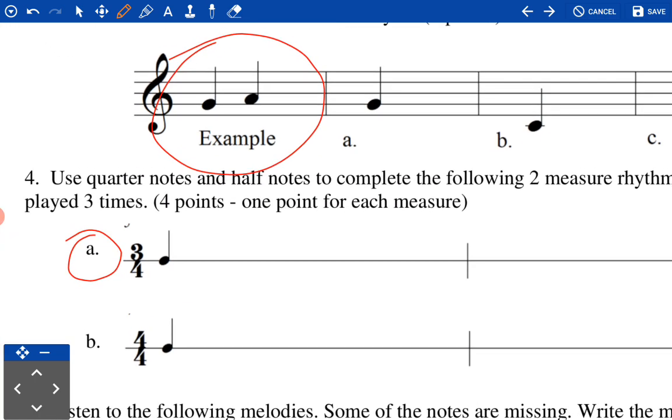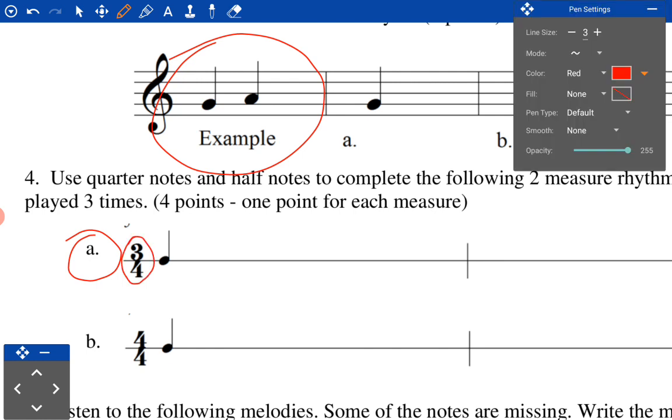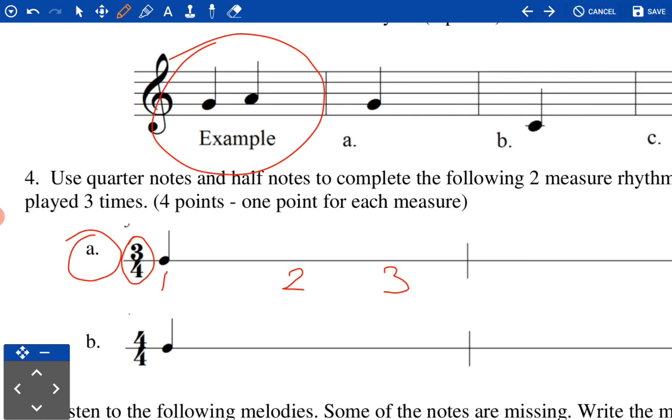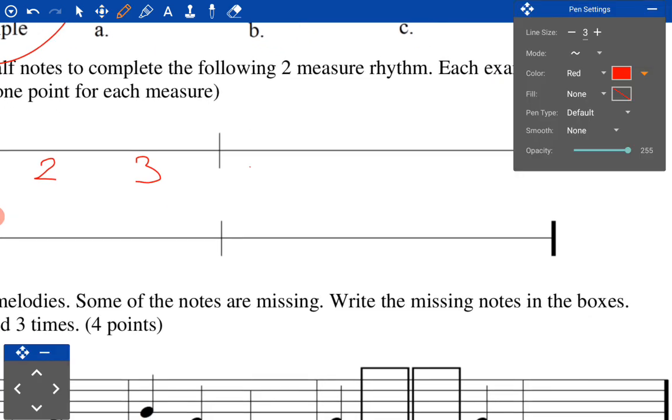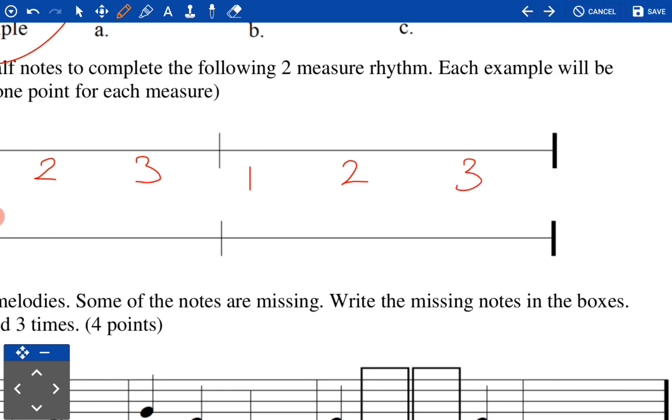So 3, 4, if you look right here, that means you start with 1 right here, it's already done for you, then you put 2 here and 3 here, okay? And you don't need the "and" in between because you're only using quarter and half notes. If you were using eighth notes, then yes, you would need 1 and 2 and 3 and, but not in this case. Let's look at this one. 1, 2, 3. That's it.